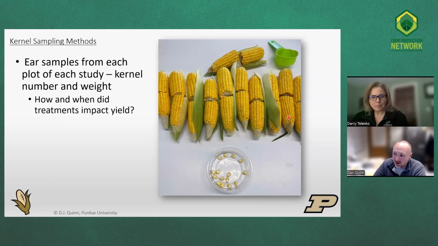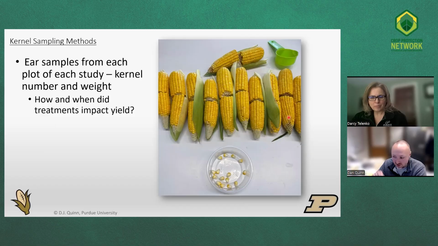So just some examples of how we approached this. We actually had ear samples from each plot of each study. We had studies in West Lafayette, Northwest Indiana, and Southwest Indiana. A lot of this intensive sampling was done in West Central Indiana, West Lafayette, for a couple of years. We actually pre-marked these plants early in the growing season, so that we were able to determine which plants we were going to sample from. And then we pulled ears starting about 1 to 2 weeks after pollination. We pulled ears every single week.